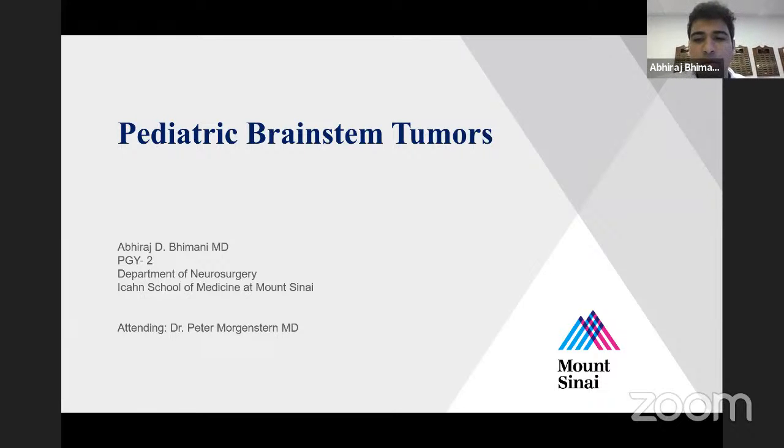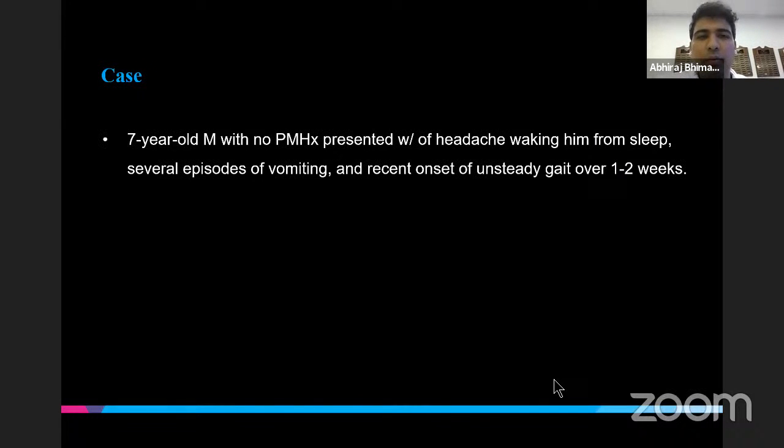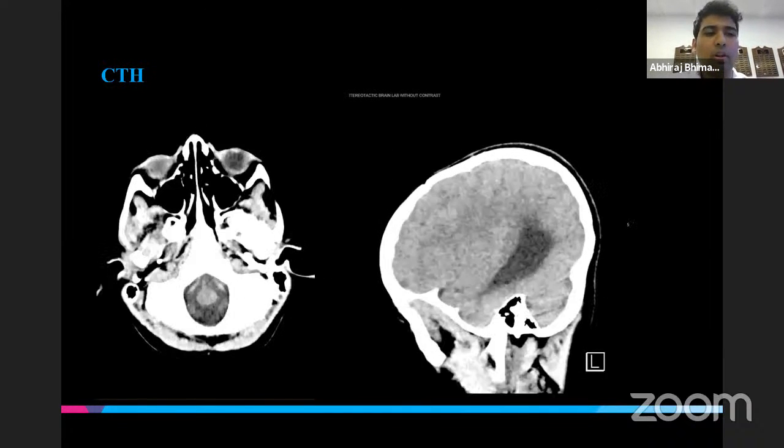We're going to start off with a case of Dr. Morgenstern. This is a 70-year-old male with no past medical history who presented with a headache waking him from sleep, as well as several episodes of vomiting and an unsteady gait that began 1 to 2 weeks ago and was getting worse. So the mom brought the patient to the emergency room, and the CT scan showed the following.